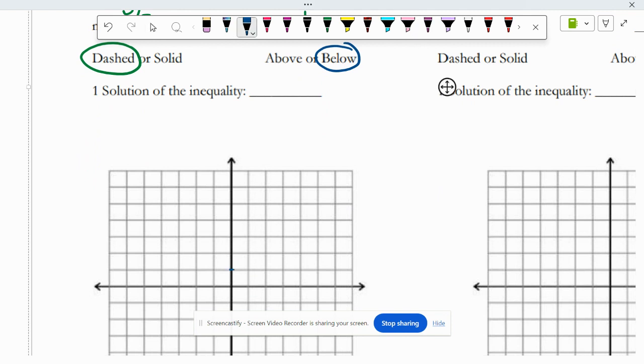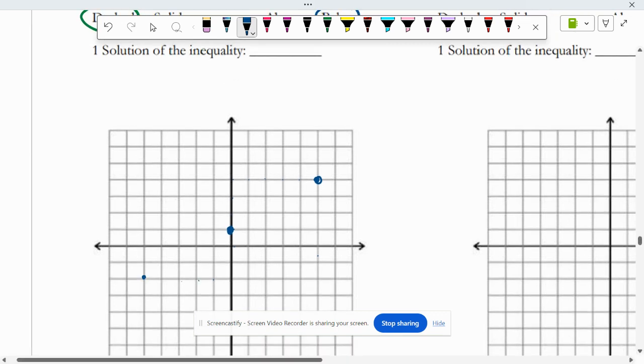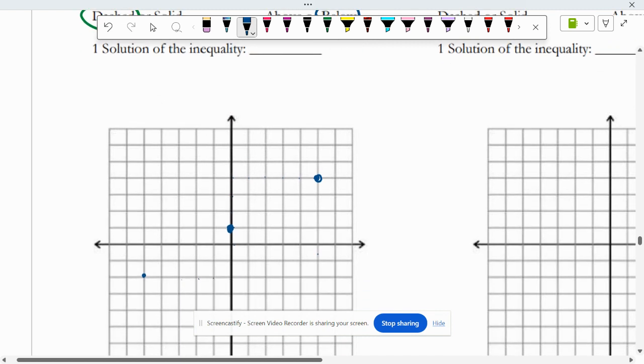Begin at 1 on the y-axis. I go up 1, 2, 3 over 1, 2, 3, 4, 5. I can also go down 3, 1, 2, 3, and to the left 5. Okay. Remember that my line is dashed. So I just do my very best to give myself a dashed boundary line.